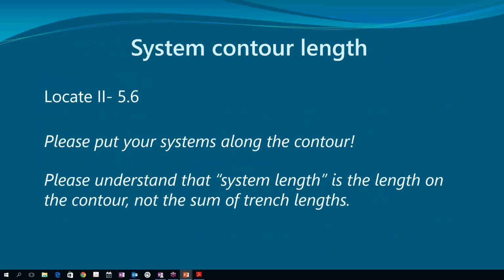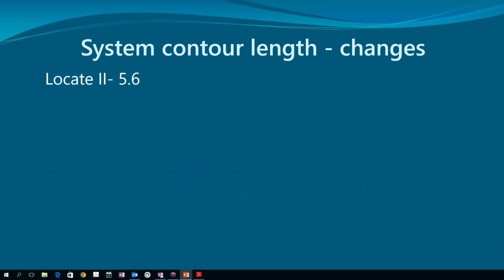The other thing we need to make sure we get is that system length is the length on the contour, not the sum of trench lengths. Right? So three 50-foot trenches from a D-box is a 50-foot long system, not a 150-foot long system, in terms of linear loading and minimum contour length. So some of the changes.